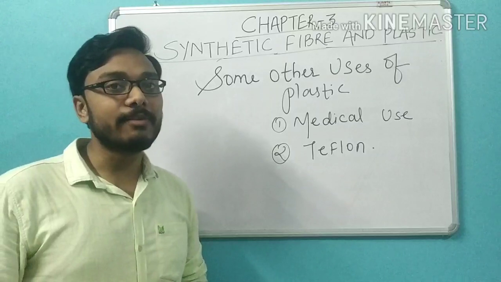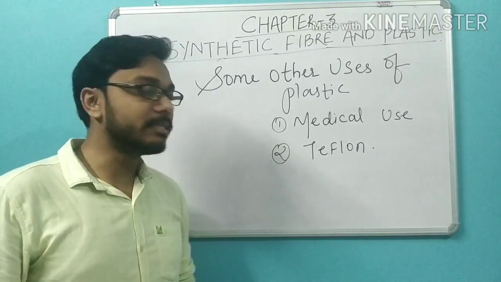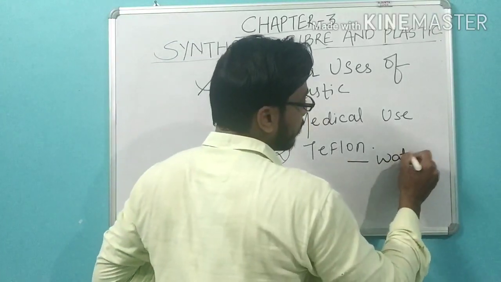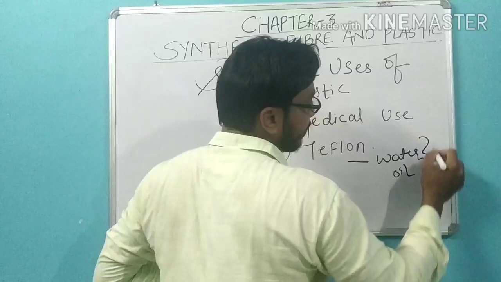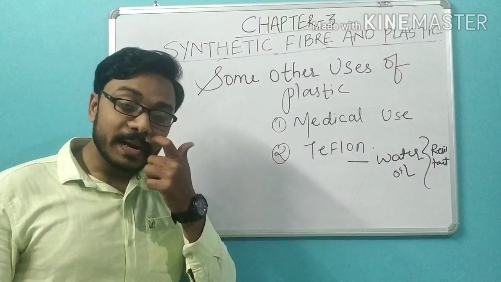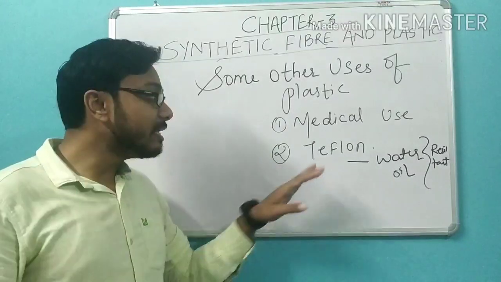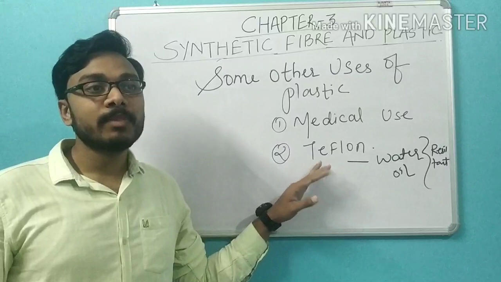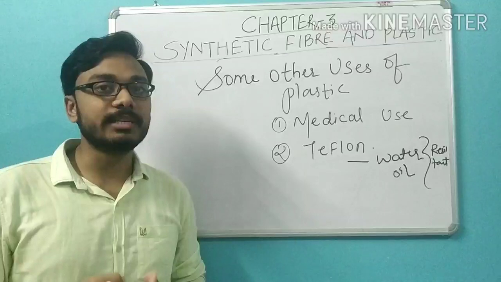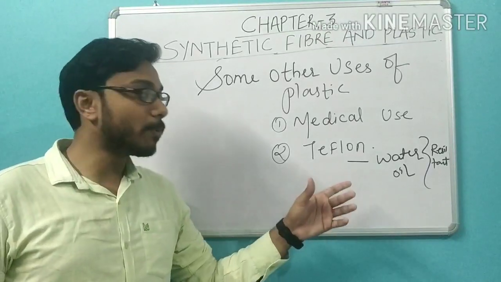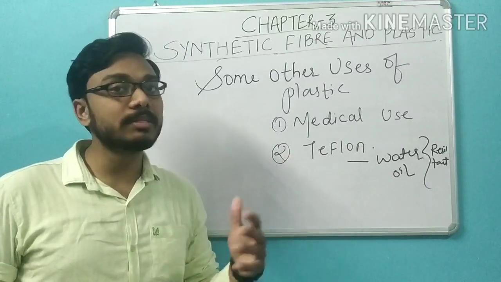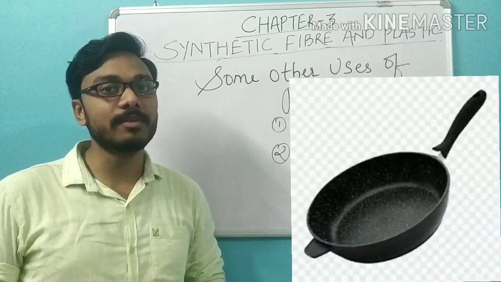The second one is Teflon. Teflon is that type of plastic which is water and oil resistant. Because of that, it is coated on most kitchenware, which is non-sticky cookware. The pan you have, because of its property of water and oil resistance, is used to coat most of the non-sticky cookware we use in our kitchens.